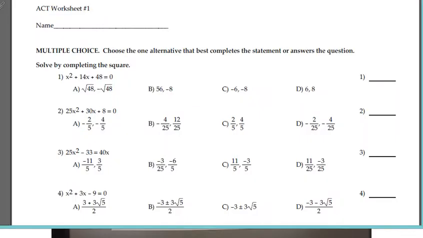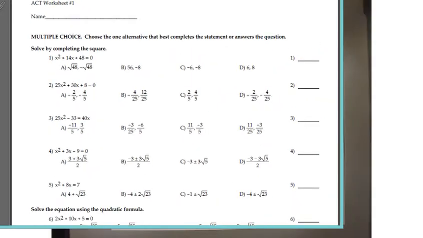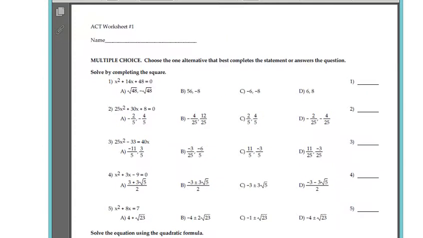So problem number 1 asks us to complete the square to solve the following quadratic equation. So I've got x squared plus 14x plus 48 equals 0. Okay?